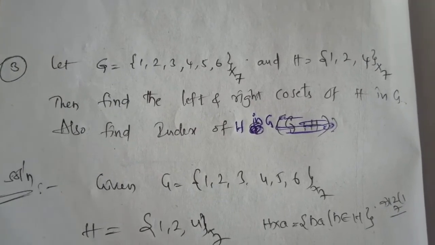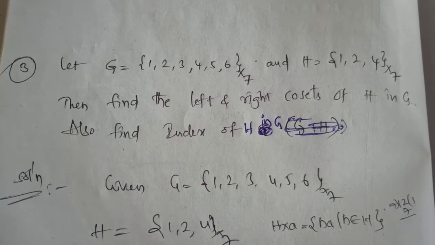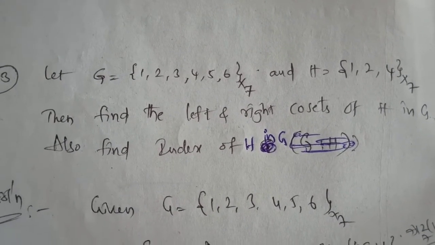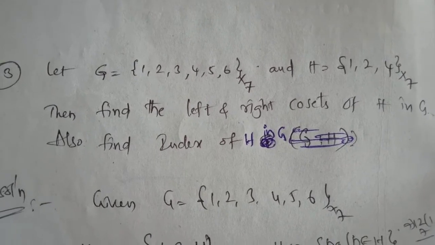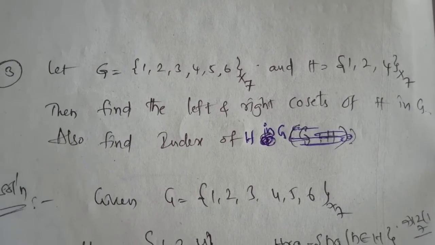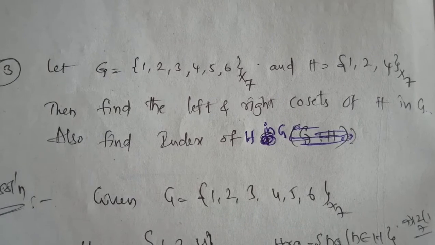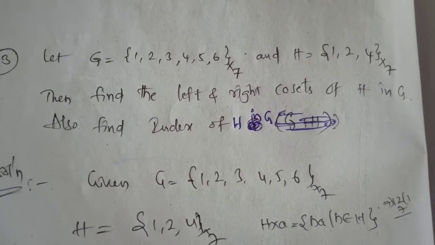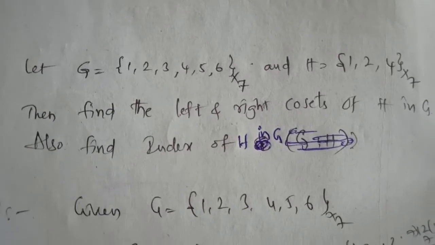Now I am taking another example. Let G = {1, 2, 3, 4, 5, 6} under multiplication modulo 7, and H = {1, 2, 4} under multiplication modulo 7. The group consists of 6 elements, and the subgroup consists of 3 elements. Find the left and right cosets of H in G, and also find the index of H in G.